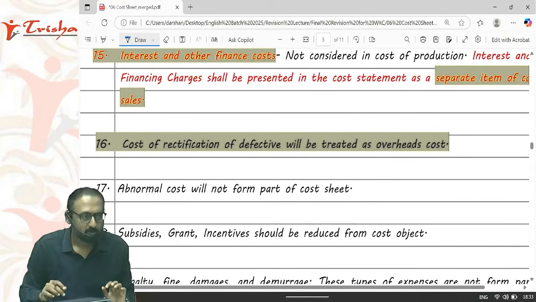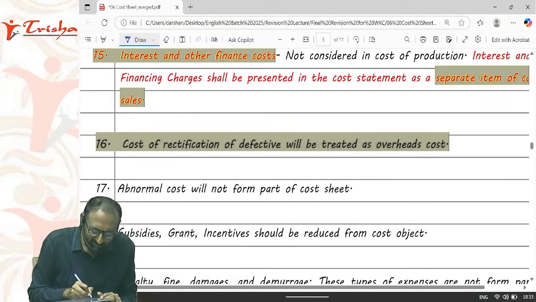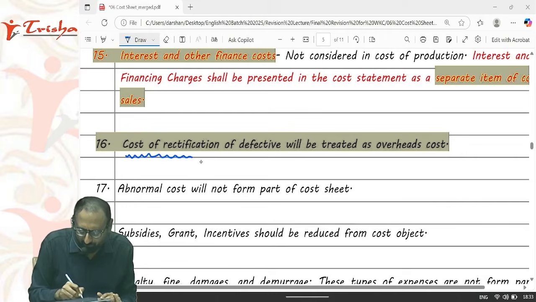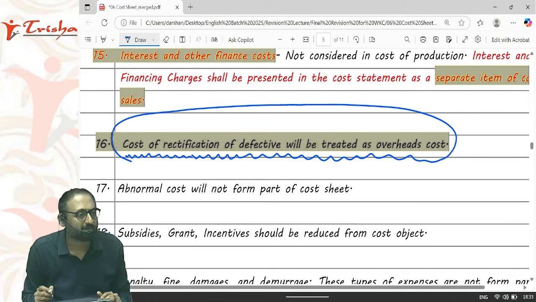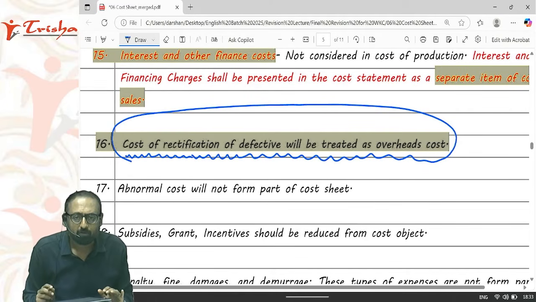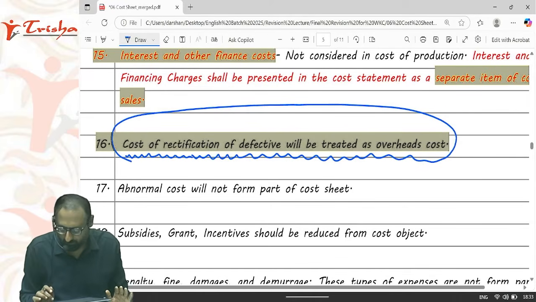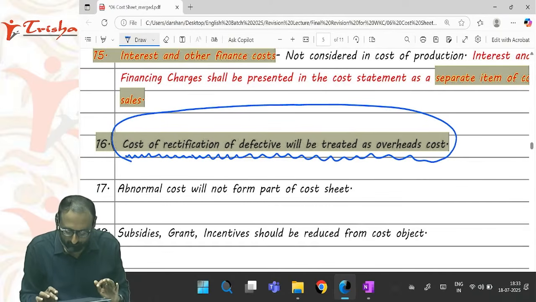Next one. One question asked in 2023, I guess. Rectification cost of defective. Where will you write this rectification cost of defective? Factory overhead. Rectification cost of defective is factory overhead.